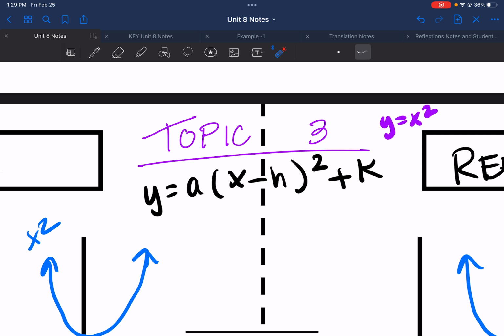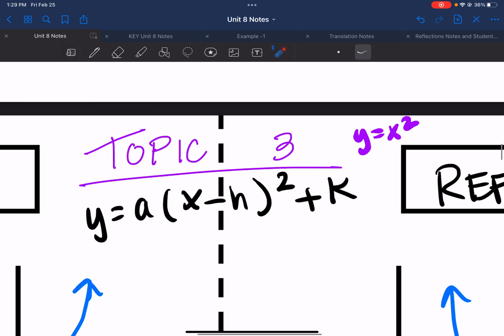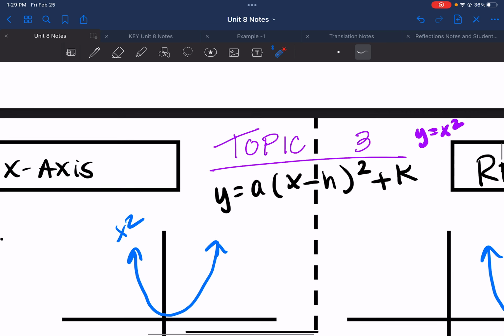This is called the vertex form of a quadratic function, right? So here's your a value, here's your h, and here's your k. So this is called vertex form. Remember, this is the parent function right here, y equals x squared. All right, so let's go ahead and get into it.